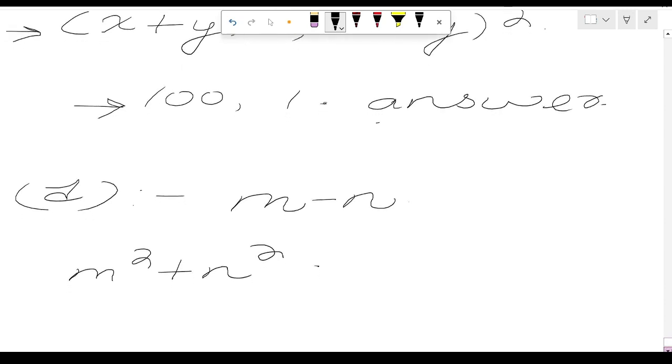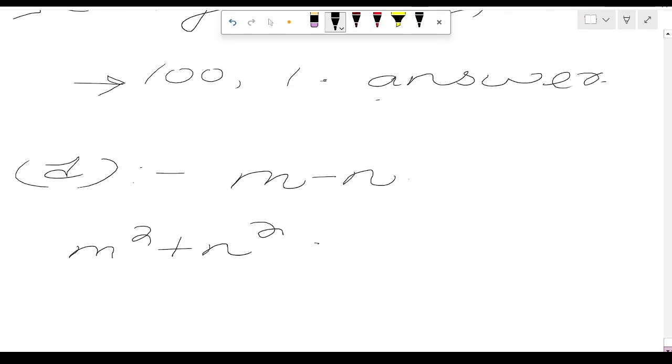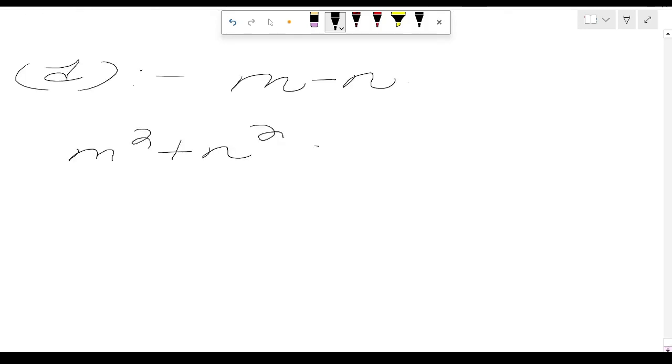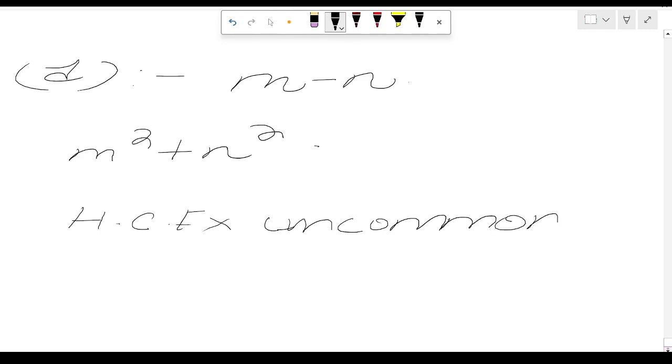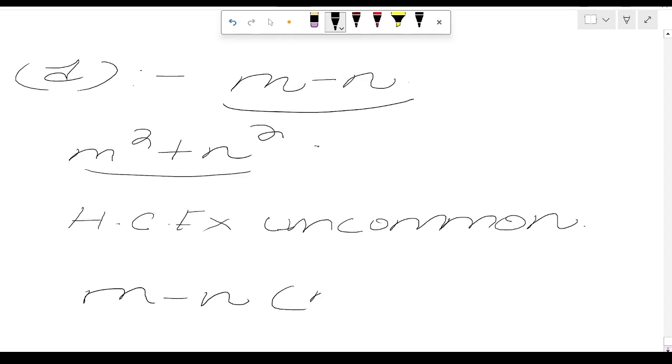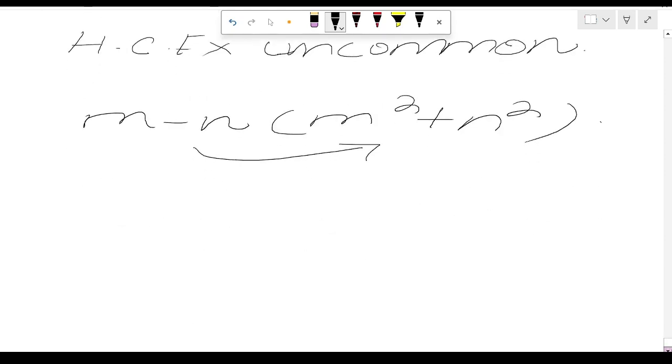So if we want to guess the unknown polynomial, we are going to multiply the HCF with the uncommon factor. So here we have m minus 1 and we have m square plus n square. So we will write m minus 1 and then we'll write bracket m square plus n square. So we are multiplying these both terms. So this is our answer for part D.